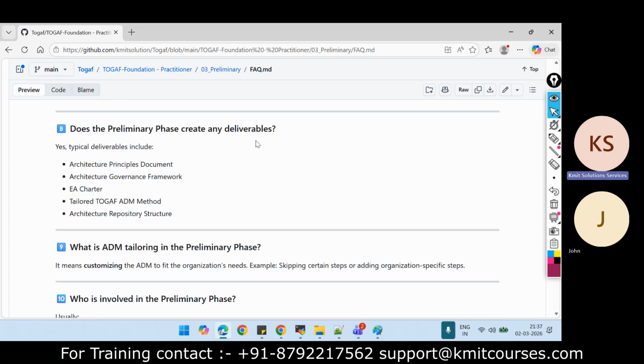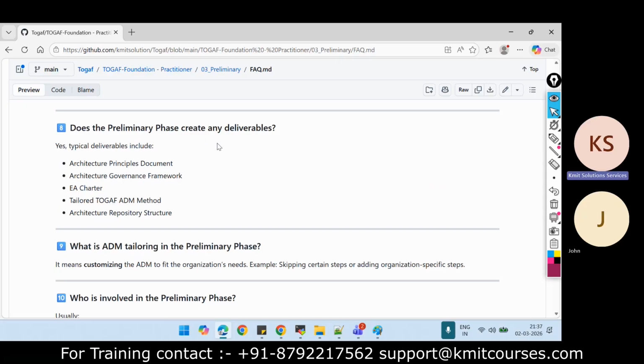Next one is, does the preliminary phase create any deliverables? So yes, the architecture principles document is created in this phase only. Governance framework, enterprise architecture charter, tailored ADM TOGAF method, and architecture repository. So these are the deliverables in this phase. We have defined and discussed this multiple times.